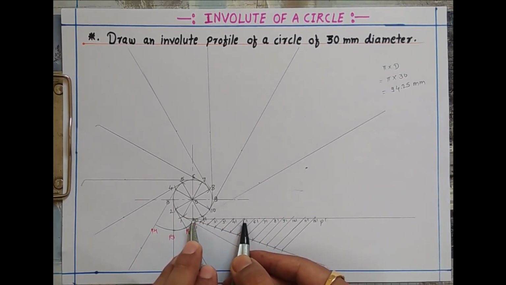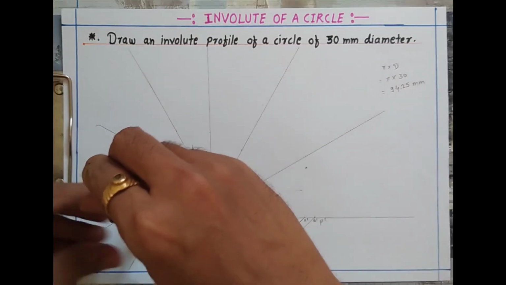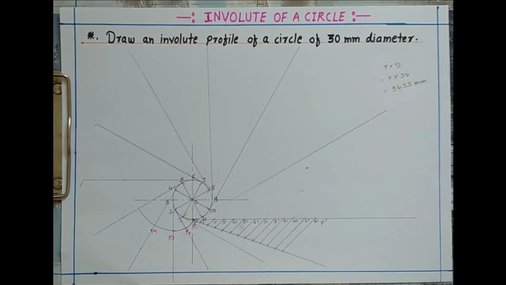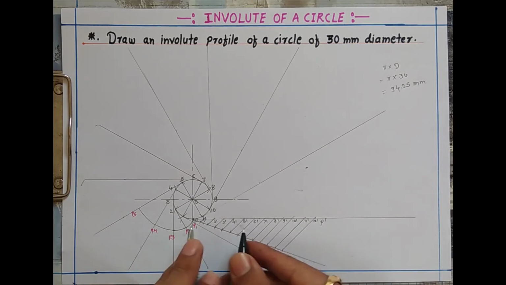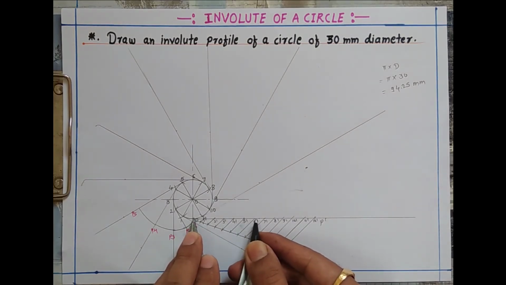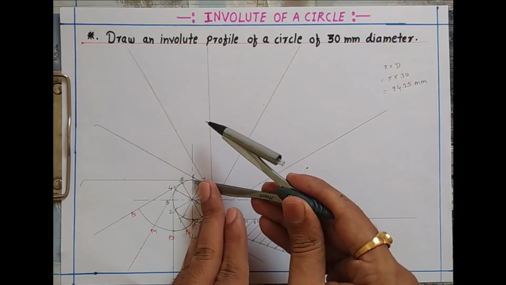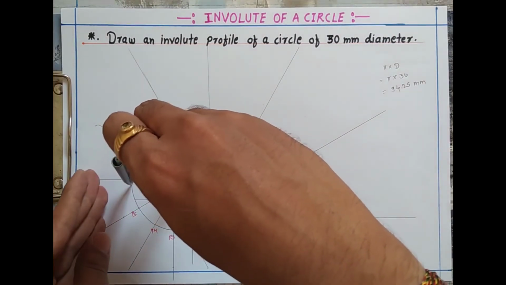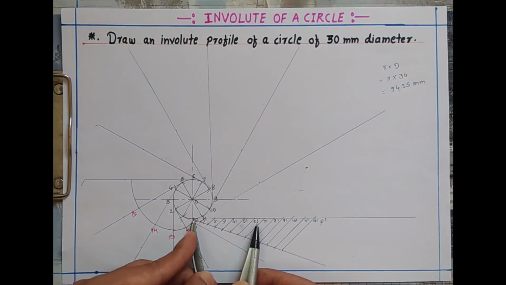Similarly take the distance equal to p to 5 dash, with 5 as a center, draw an arc. It will intersect further with the tangent which is passing through the point 5, and the name of the intersection will be your p5. Similarly carry the distance p to 6 dash, draw the next arc to get the point p6. Yeah, the same process you have to follow to draw an involute for the rest of the points.